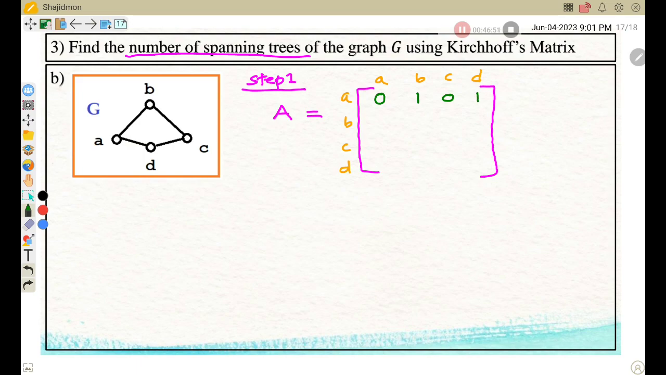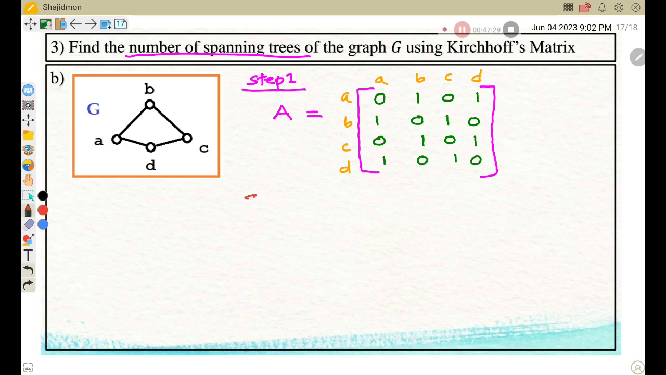Correct? So, 1. Now, B to A. B to A, that is 1. B to B, 0. B to C, 1. B to D, there is no directed edge. So we can write 0. Now C to A. C to A, nothing. 0. C to B, 1. And C to C, 0. And C to D, 1. Now D to A, there is one edge. D to B, 0. And D to C, 1. D to D, 0. So this is the adjacency matrix.